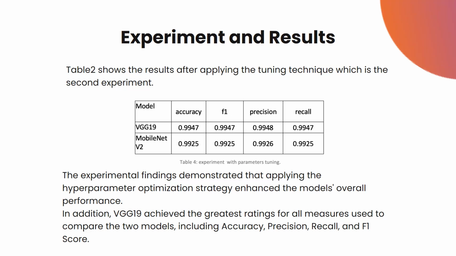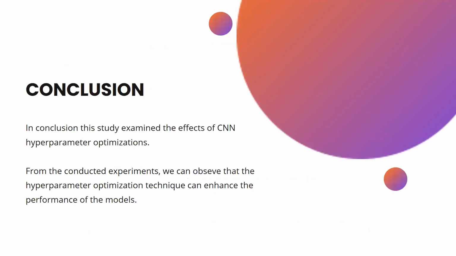From these results, we can notice that MobileNet version 2 achieved better results. By comparing these two tables, we observe that using random search has significantly improved the performance of both models. In other words, the findings of the study demonstrated that applying the hyperparameter optimization strategy enhanced the models' overall performance, and especially gave a push to MobileNet version 2.